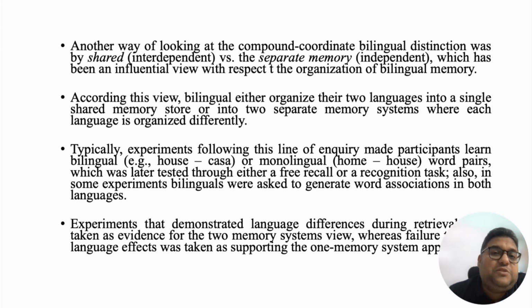Now, experiments that demonstrated language differences during retrieval were taken as evidence for the two memory organization system, whereas failure to remember these language pairs was taken as evidence supporting the one memory system. Because if there is one memory, the two spaces would mix with each other and be more difficult to recall, whereas if there are two separate memory systems, then house and casa will not interfere with each other and will be remembered much more easily.